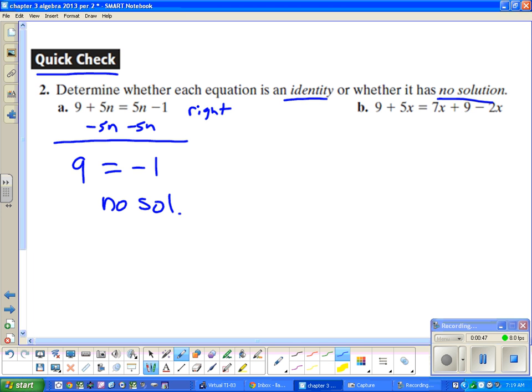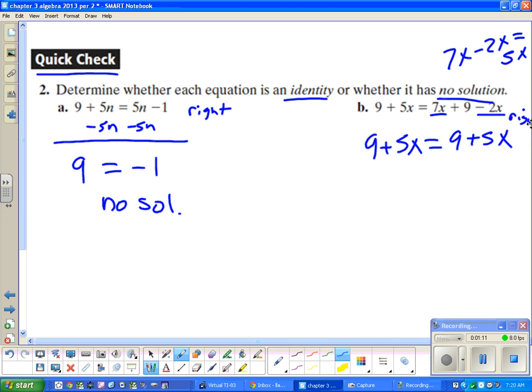Okay, over here, we're going to do the same thing. We're going to pick a side. Let's pick the right side over here. And we're first going to combine these two here. And then we're going to move the 5x over. So you combine 7x minus 2x. Well, that's 5x. So we get 9 plus 5x. And right away you could see that both sides equal each other. And you can go ahead and say identity.